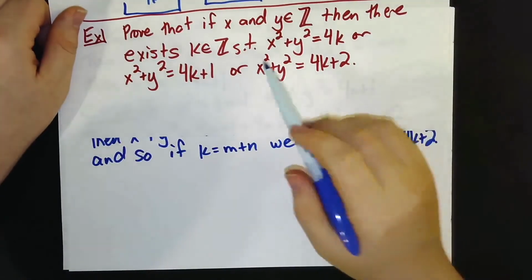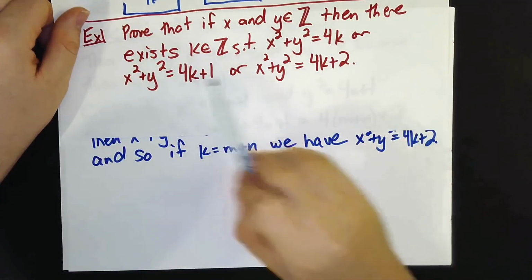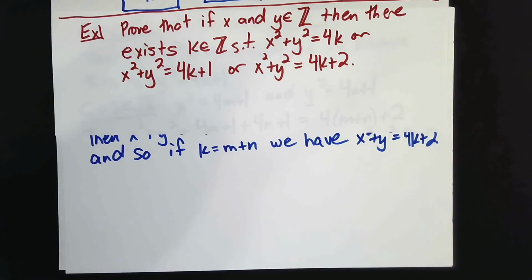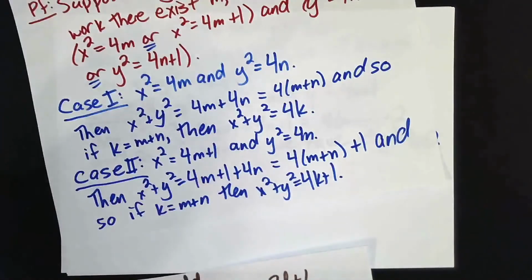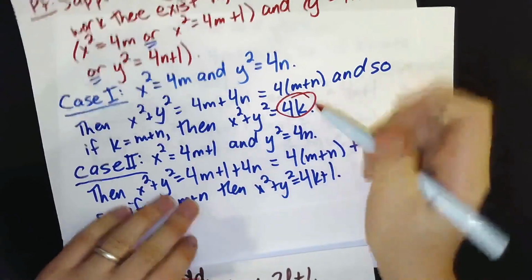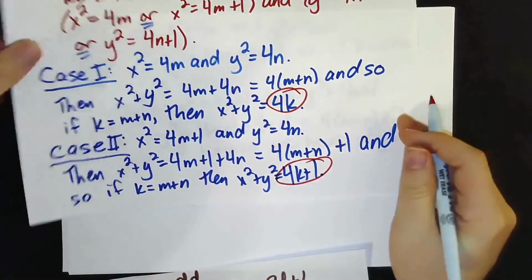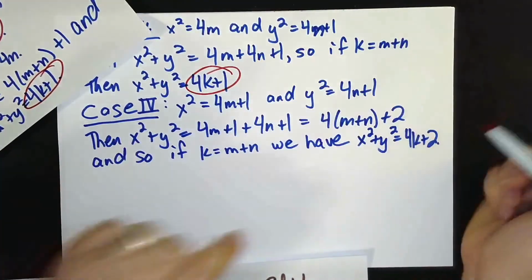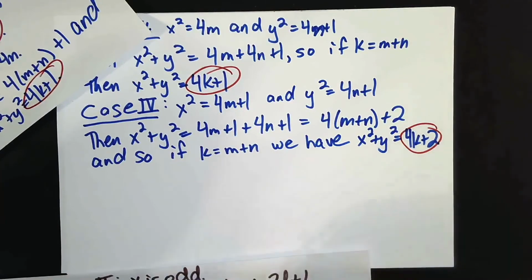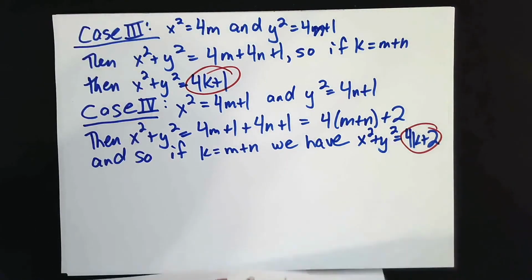Now, what we were asked to show was that x squared plus y squared is 4k, 4k plus 1, or 4k plus 2. And if you look at our cases, in case 1 it was 4k, in case 2 it was 4k plus 1, in case 3 it was 4k plus 1, and in case 4 it was 4k plus 2. And so in all the cases, the thing we're asked to prove is true, and so we're done.